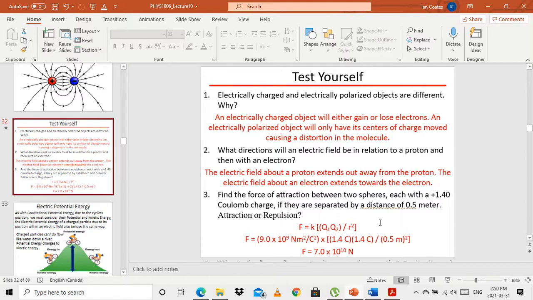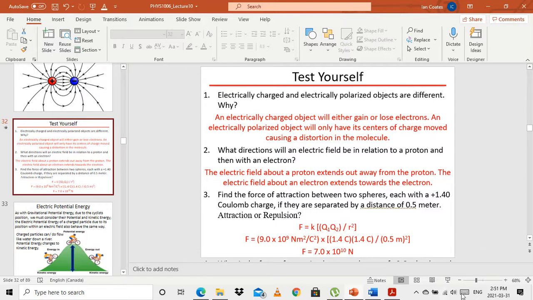Find the force of attraction between two spheres, each with a charge of plus 1.40 Coulomb, if they are separated by a distance of 0.5 meters. Is it attraction or repulsion?